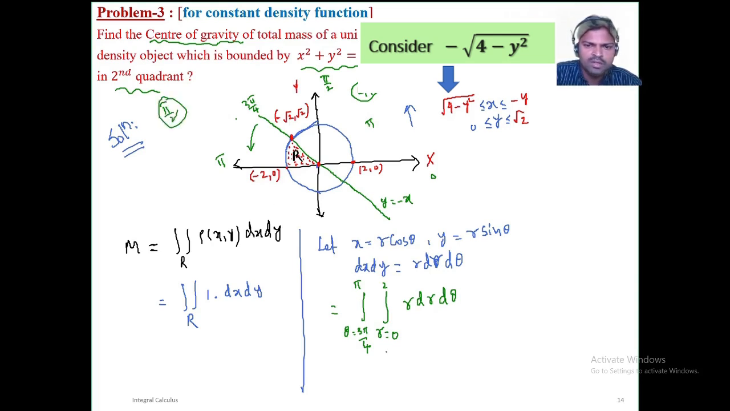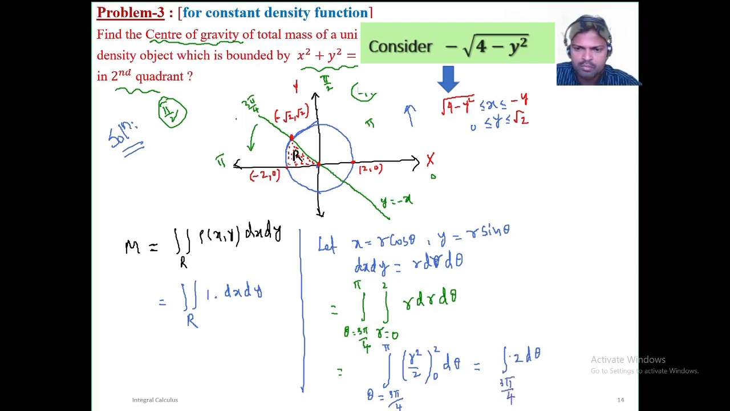Let us verify. Since both are independent limits, you can evaluate first with respect to r or first with respect to theta, as you wish. I am evaluating first with respect to r. So now it is r square by 2, and r limits are 0 to 2. After that, I have to evaluate with respect to theta, from 3 pi by 4 to pi, d theta. This will be exactly equal to r square, so 4 by 2, so 2 d theta, and limits are 3 pi by 4 to pi.